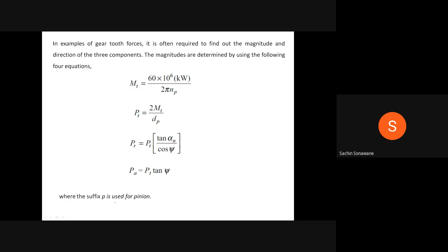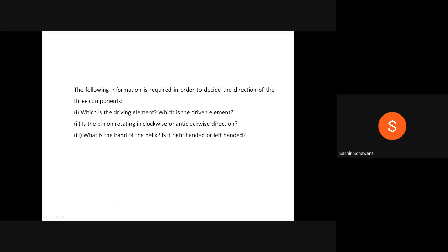Okay, I think you have written this. Therefore, the following information is required in order to decide the direction of the three components. First, which is the driving element and which is the driven element. That is, whether pinion is driver or gear is the driver. Is the pinion rotating in clockwise or anti-clockwise direction? What is the hand of the helix? Is it right-handed or left-handed?